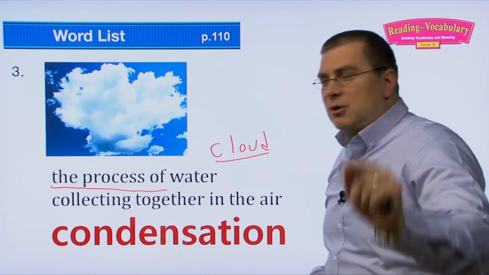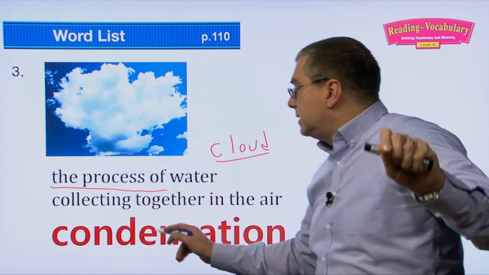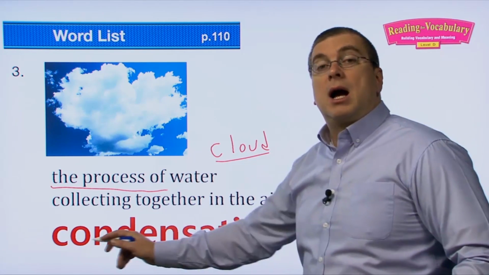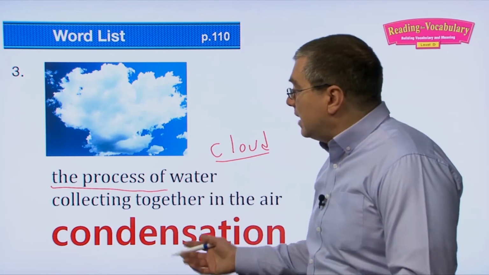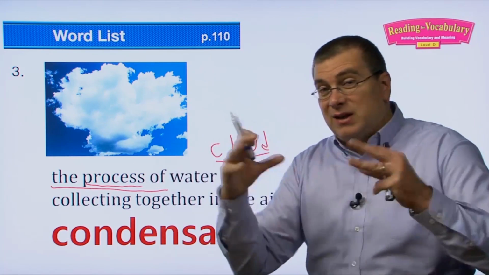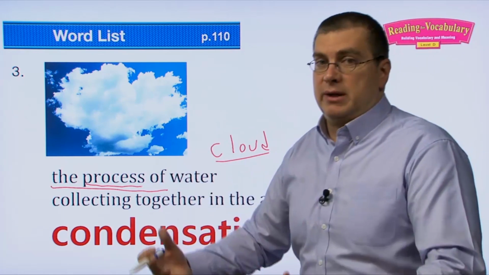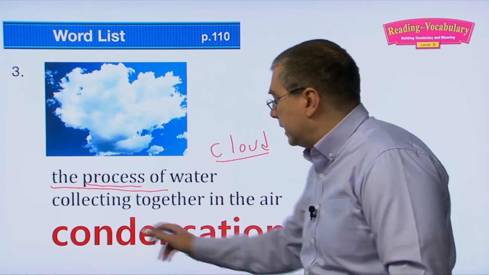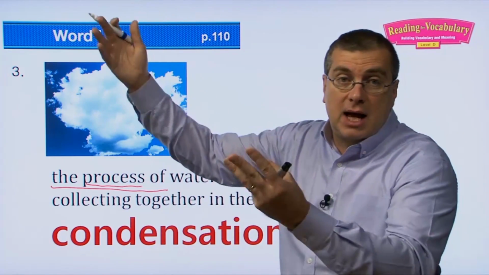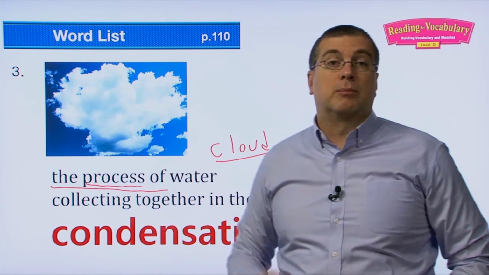So let's do this slowly. Condensation. Faster. Condensation. Okay, so condensation is a process. It's the process of water collecting together in the air. And clouds are formed because of condensation. So if you think, how do clouds appear in the sky? It's because of condensation. So condensation is the process.